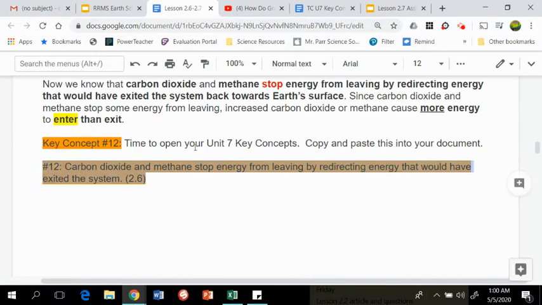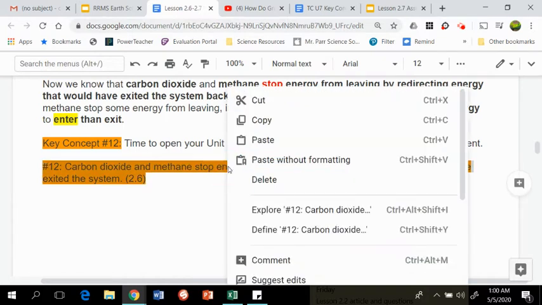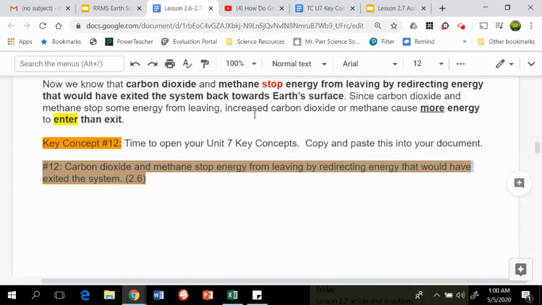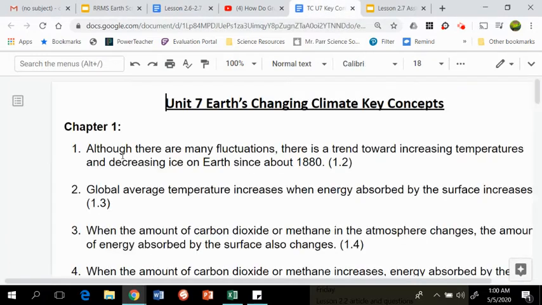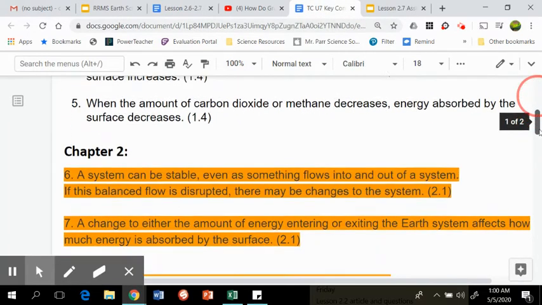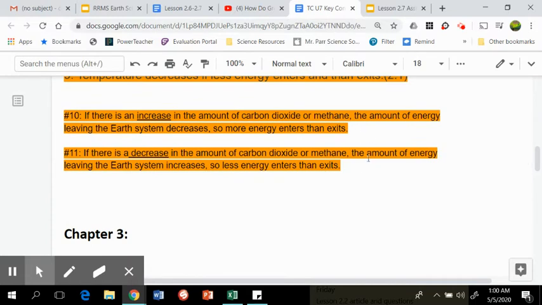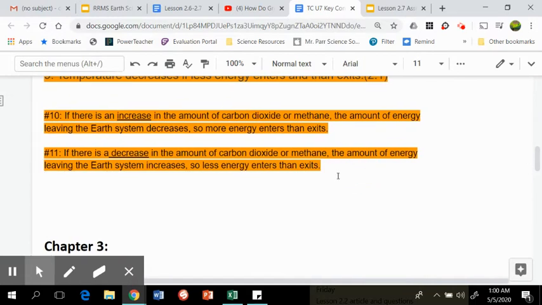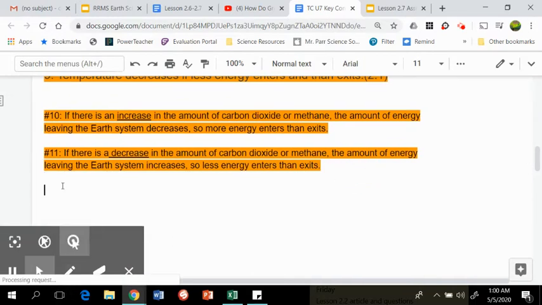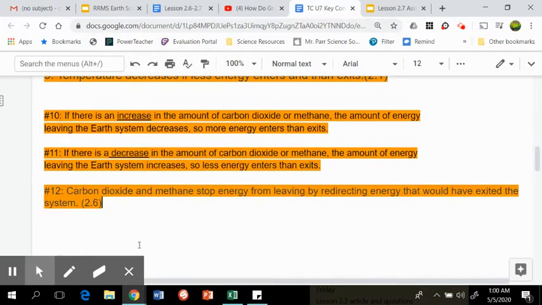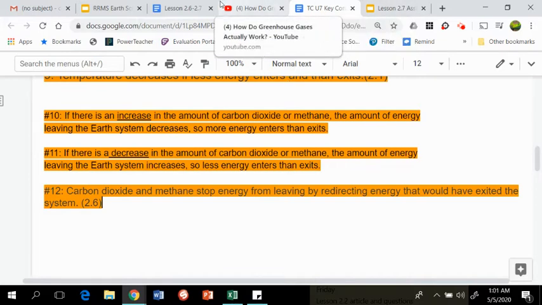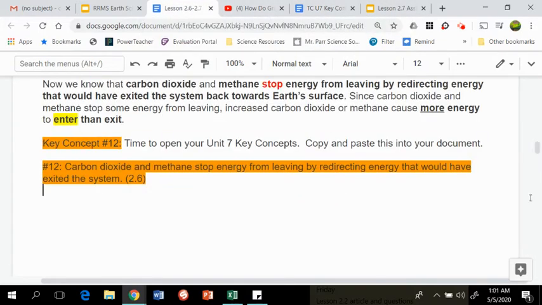So it's time to open your Unit 7 key concepts, copy and paste this into your document. So I'm going to highlight or select and I'm going to copy it. And I'm going to go to my key concepts document, which we should have all been working on already, and we know what to do already. You're going to paste that in that document. So we already have 1 through 12 at this point. Then I go back into my document.